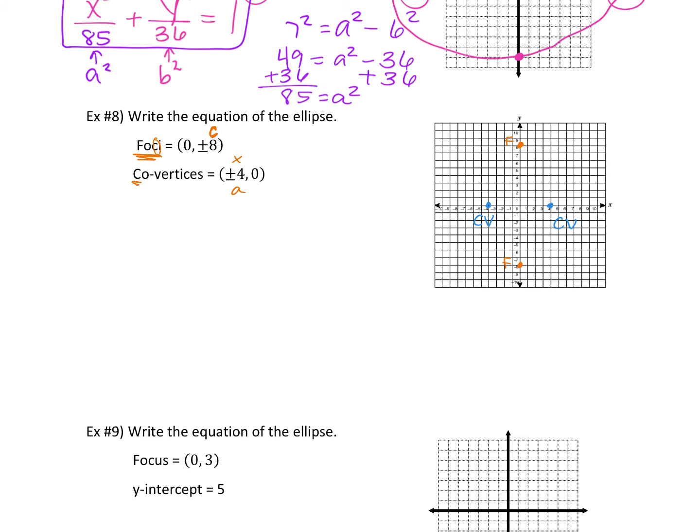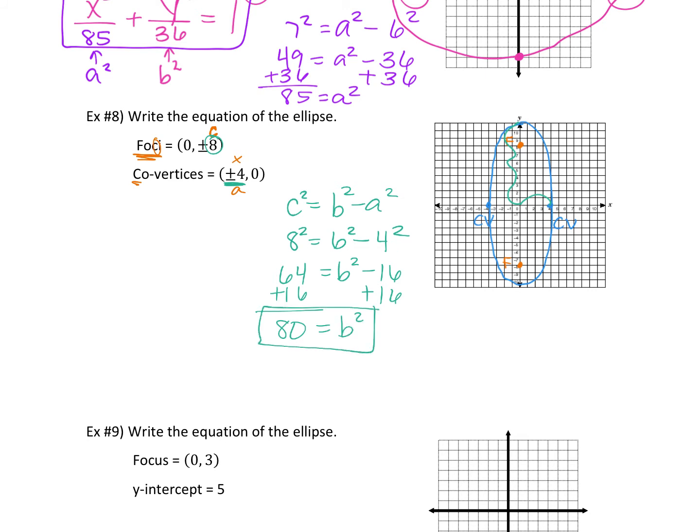That means, is a or b going to be bigger? Your general shape is going to be something like this. So you should be seeing that your b value is going to be your bigger value, and it's always bigger minus smaller, right? So it's going to be c squared equals b squared minus a squared, bigger minus smaller. So c squared, 8 squared equals b squared, which we don't know, minus your a value, which was this one, the 4. Okay, so simplify that. 64 equals b squared minus 16. So you're going to add 16. And that means your b squared is 80. And again, don't square root that.